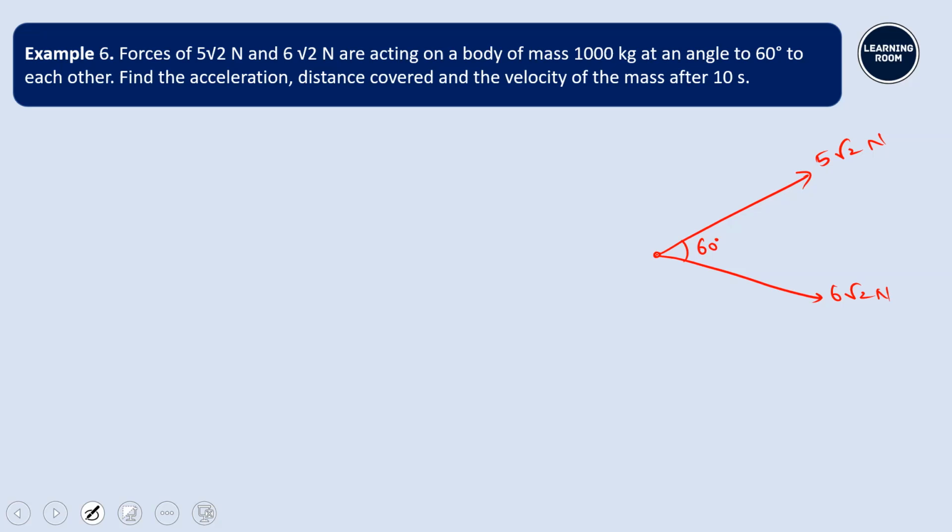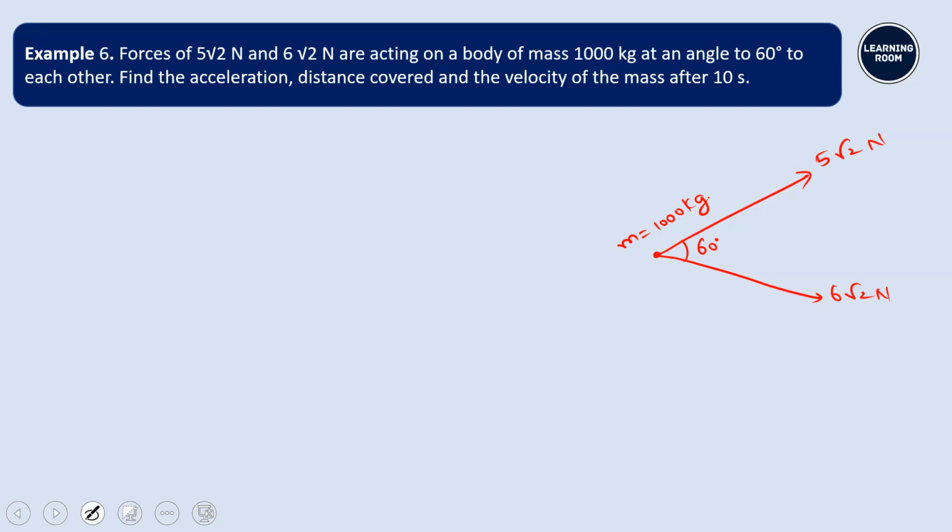Now, this is acting on a particle whose mass is 1000 kilograms. Right? So first we need to find the acceleration and the distance covered, and thirdly we need to calculate the velocity of the mass after 10 seconds. So these three parameters have to be calculated.